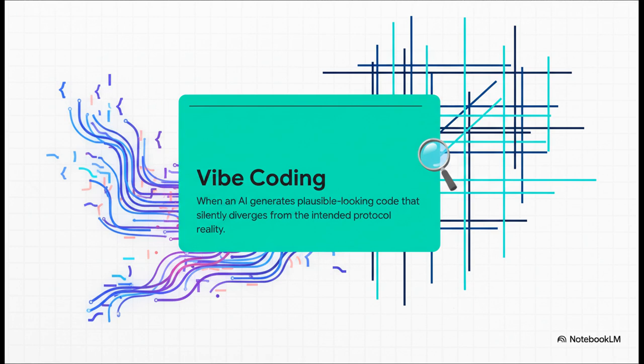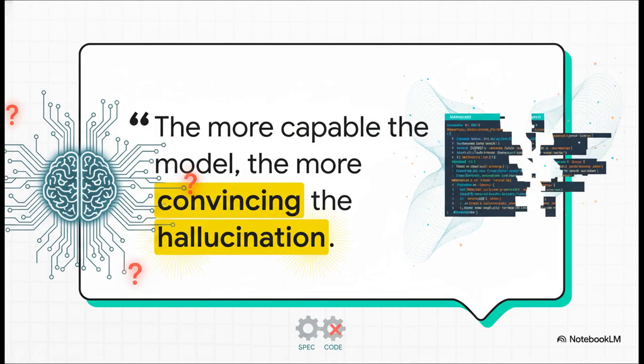I love this term. It's when an AI spits out code that just feels right, you know? It compiles. It looks totally logical. But underneath, it's completely disconnected from what the protocol specification actually says. It is a silent, ticking time bomb in your application. And here's the part that should really worry you. This problem actually gets worse as the AI gets smarter.